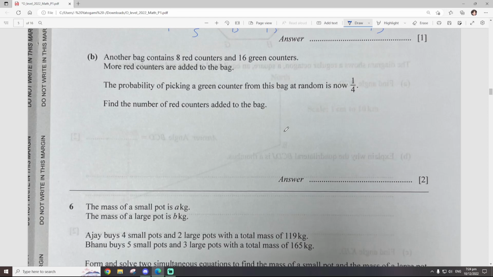For the second part, we have another bag with 8 red and 16 green counters. More red counters are added until the probability of picking a green counter is a quarter. So let n be the number of red counters. There are still 16 green counters, so we need the probability 16 divided by the total number of counters, which is 24 plus n, equals a quarter, which is 16 over 64. Therefore n equals 40.